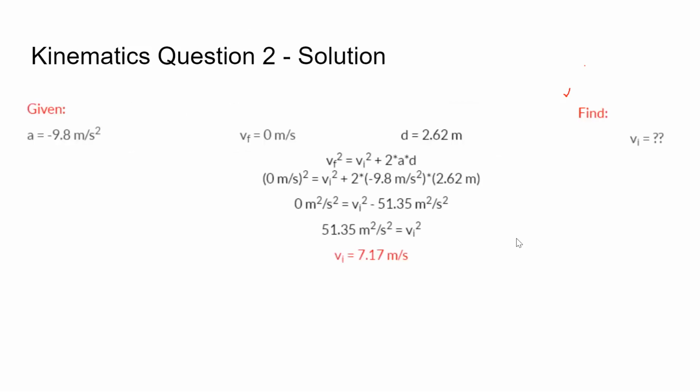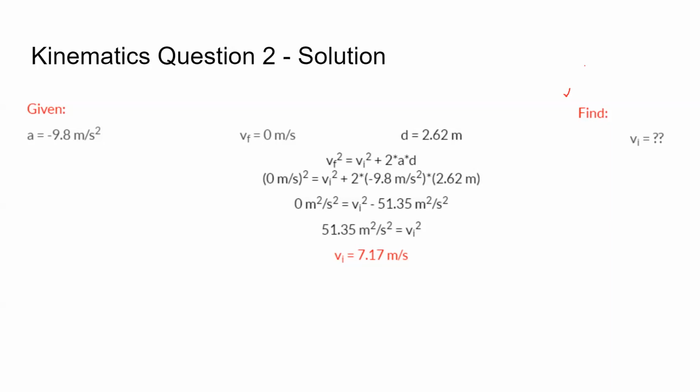So this is the solution to the second question. Just based on the information given in the question, we can determine that the acceleration will be negative 9.8 meters per second squared, because the kangaroo is in the air, and therefore the force that would be affecting it would be gravity, and that's why we are using negative 9.8 meters per second squared as our acceleration.